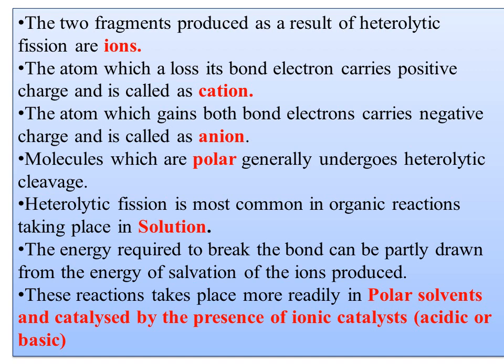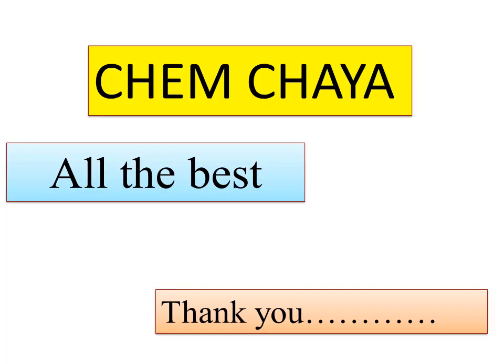Heterolytic fission most commonly takes place in solution, whereas homolytic fission takes place in the vapor phase. The energy required to break the bond can be partly drawn from the energy of solvation of the ions produced. This reaction takes place more readily in polar solvent, catalyzed in the presence of an ionic catalyst, acidic or basic. So this is the way you can come across the cleavage of the covalent bond, which is the first step of any chemical reaction, either homolytically or heterolytically. Thank you. All the best.